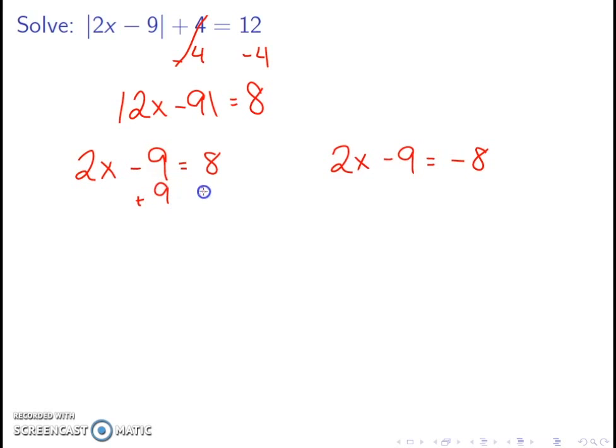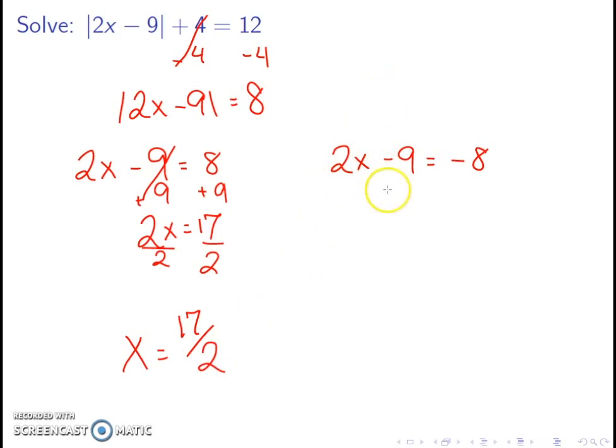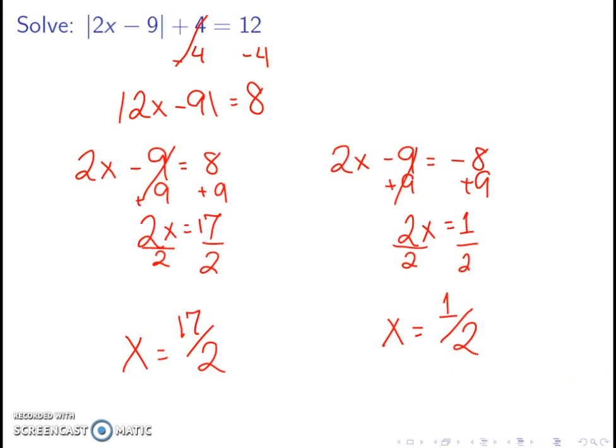I can add 9 to both sides. That gives me 2x is equal to 17. Divide by 2 to get x is 17 over 2. On the right, I can add 9 to both sides to get 2x is equal to 1. Dividing by 2, I get x equal to 1/2. So here are my two answers.